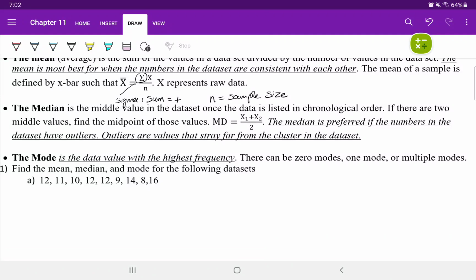And the mode is the data value with the highest frequency. That means the data value that occurs the most. For the mode, there can be 0 modes, 1 mode, or multiple modes.